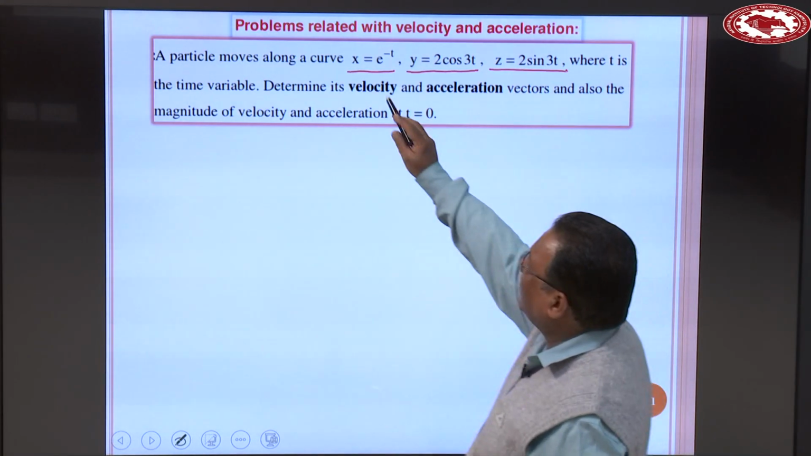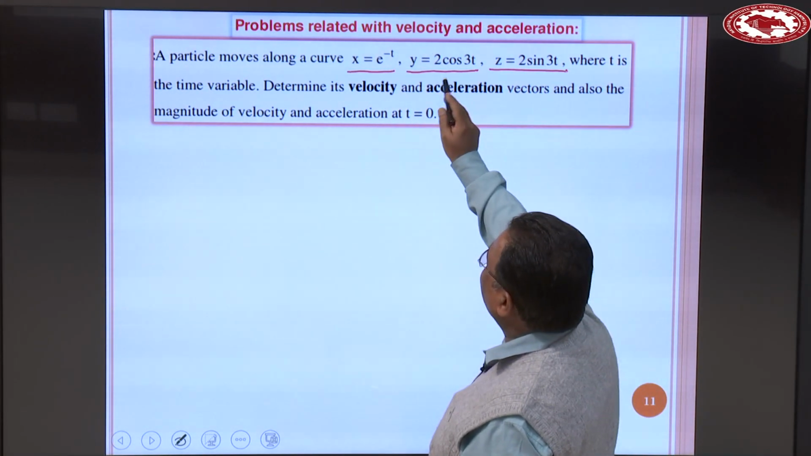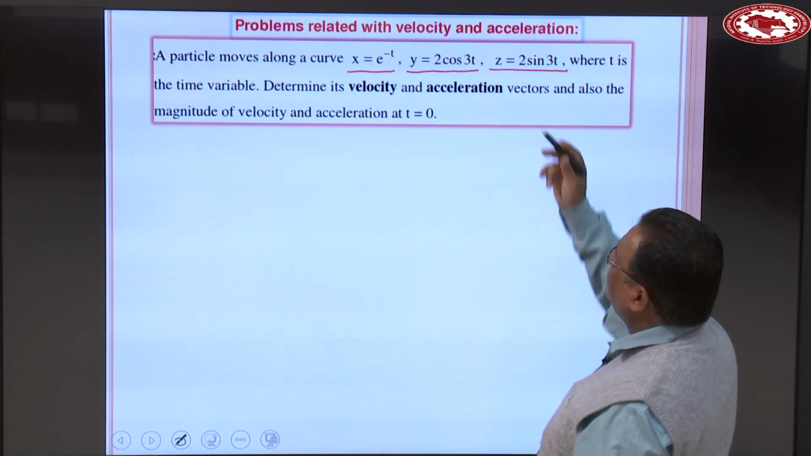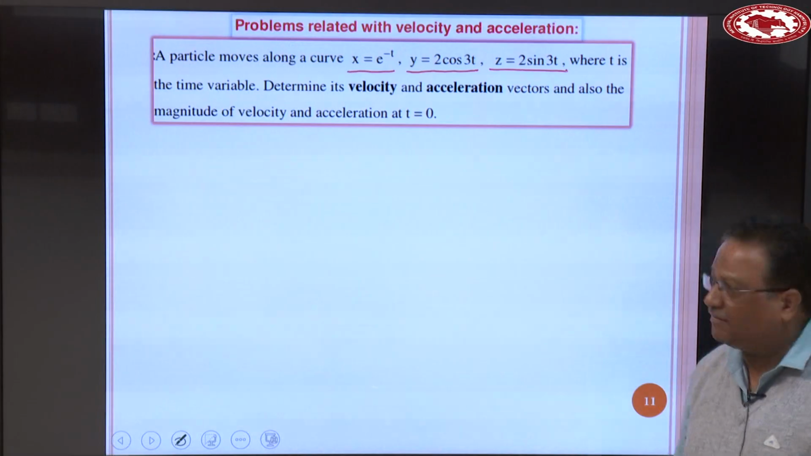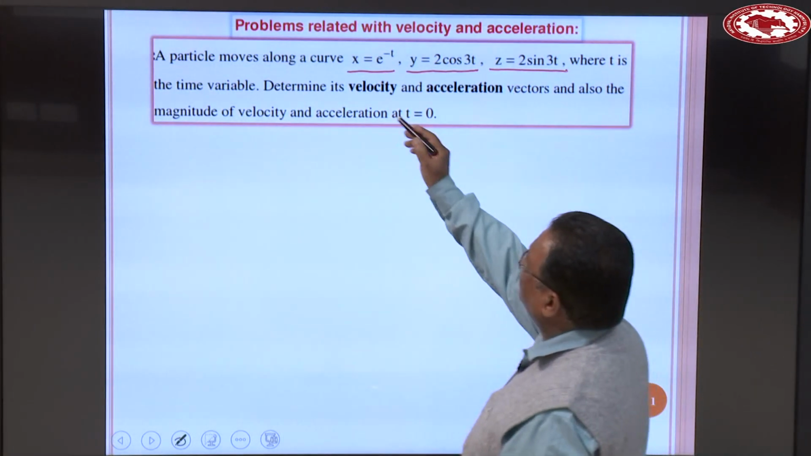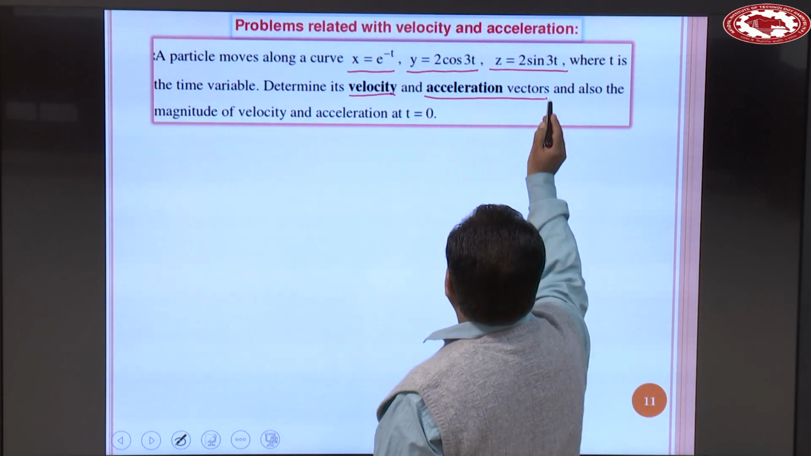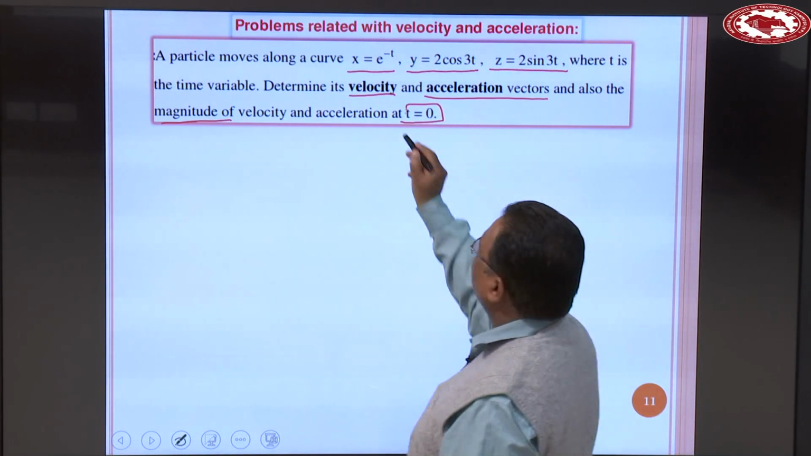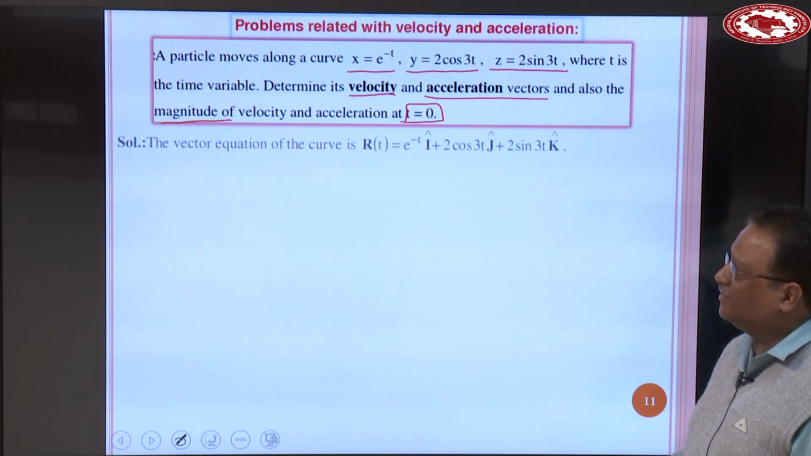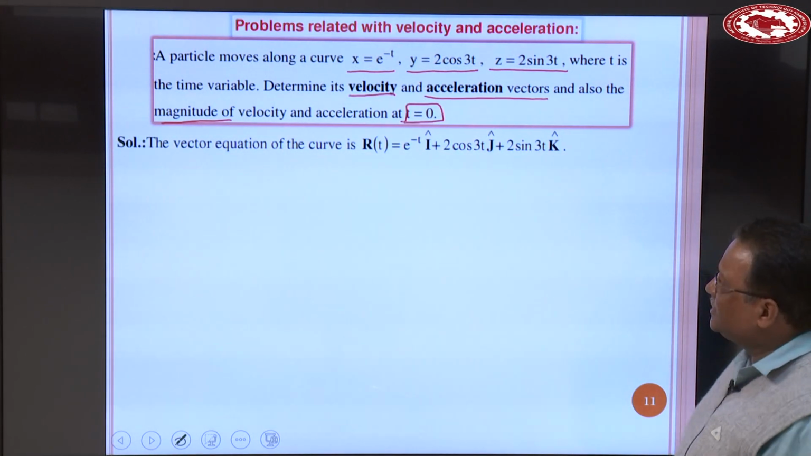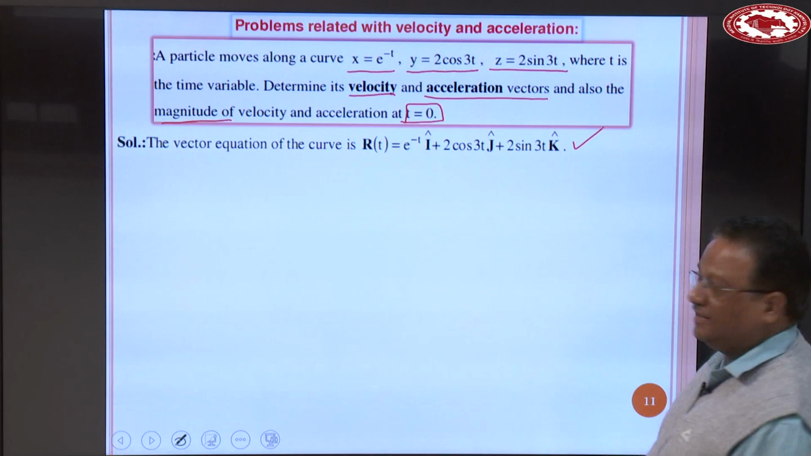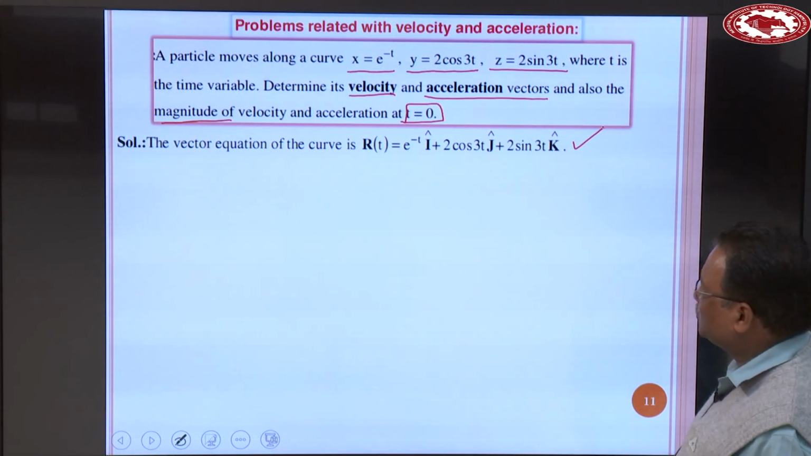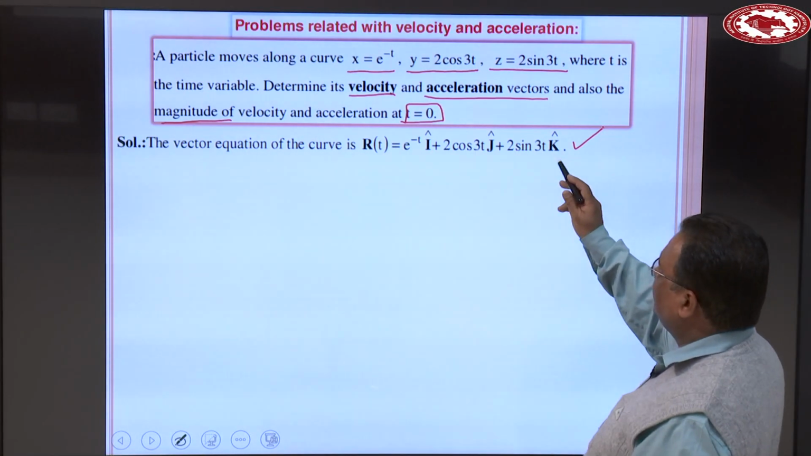So what is r? r is e raised to power minus t i cap plus 2 cos 3t j cap plus 2 sin 3t k cap. That one is the vector equation of this curve. Okay. Determine its velocity and acceleration vectors and also magnitude of velocity and acceleration at t is equal to 0. Okay. So, first write down the vector equation of the curve. So, in this problem vector equation of the curve is this, as we have discussed now. Okay. r(t) is equal to e raised power minus t i cap plus 2 cos 3t j cap plus 2 sin 3t k cap.